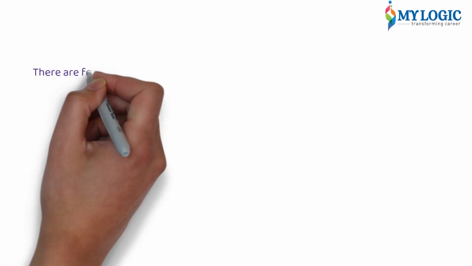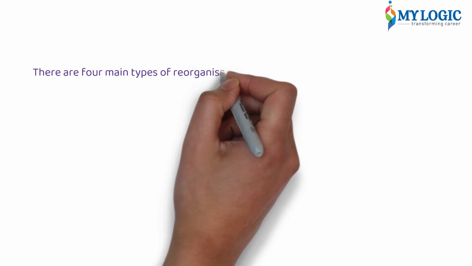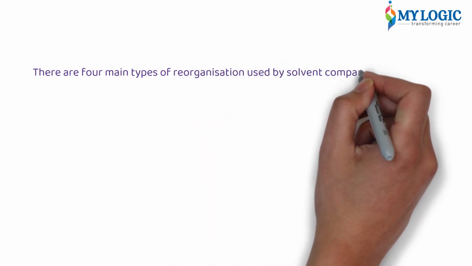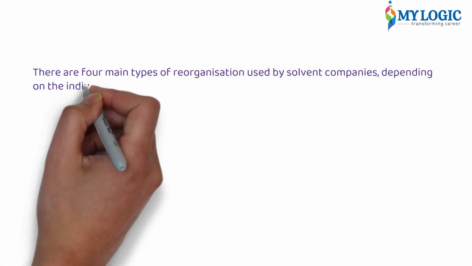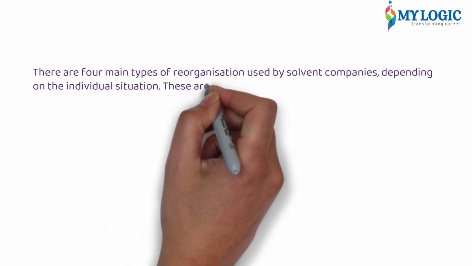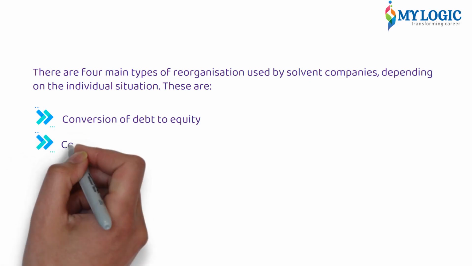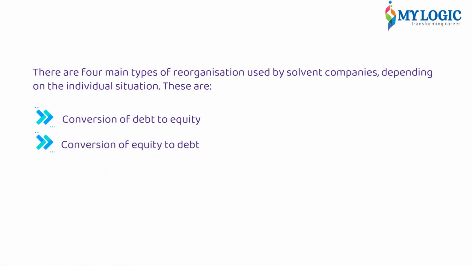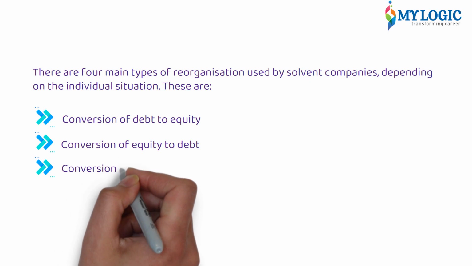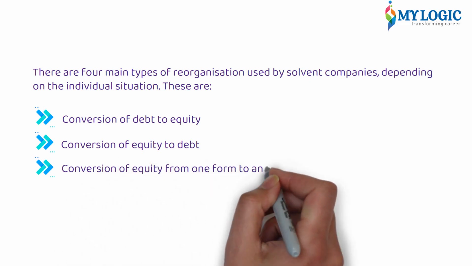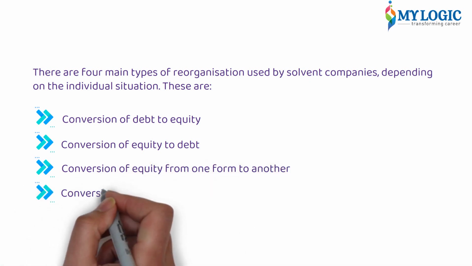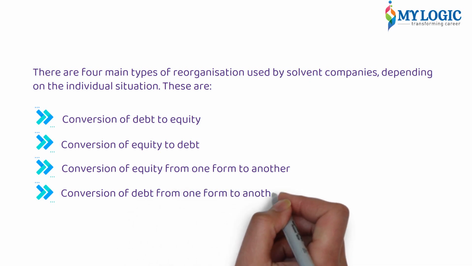There are 4 main types of reorganization used by solvent companies. Depending on the individual situation, these are: conversion of debt to equity, conversion of equity to debt, conversion of equity from one form to another, conversion of debt from one form to another.